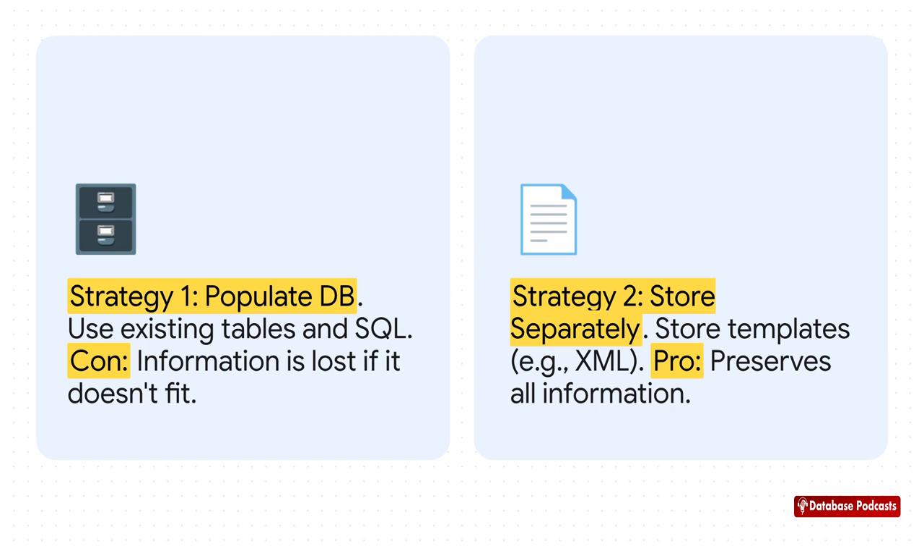The first approach is to try and stuff this new data into our existing database tables. The pro here is obvious. We can use the SQL and tools we already know. But the major downside is that any bit of information that doesn't fit neatly into a pre-existing column just gets thrown away. It's lost forever. The second strategy is to store the extracted templates separately, maybe in a flexible format like XML. This is great because it preserves all the rich information, but it means we need to figure out new ways to store and query it.